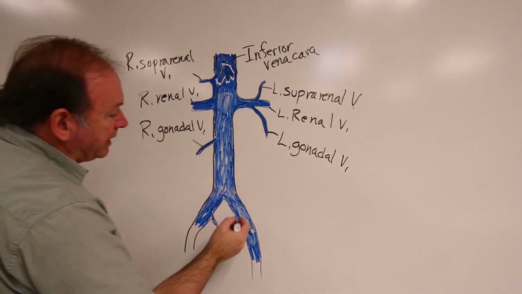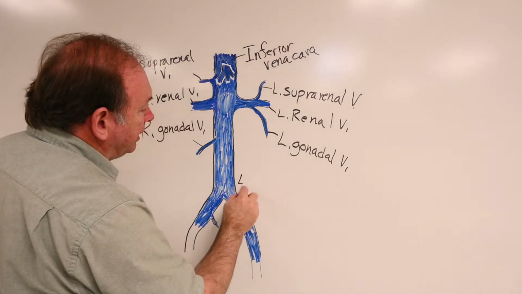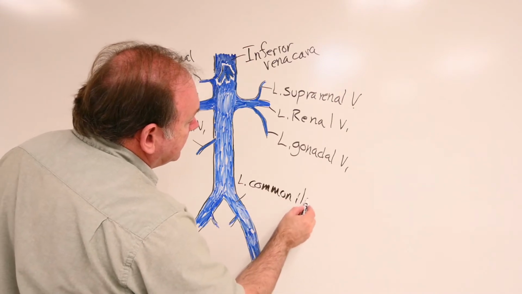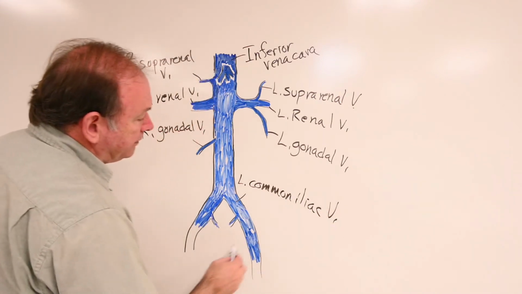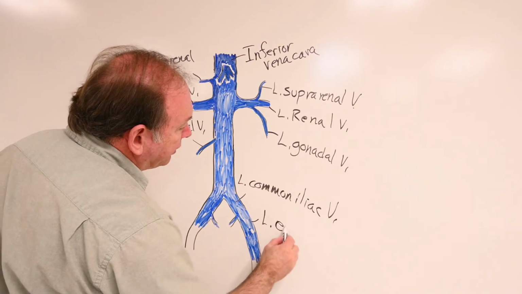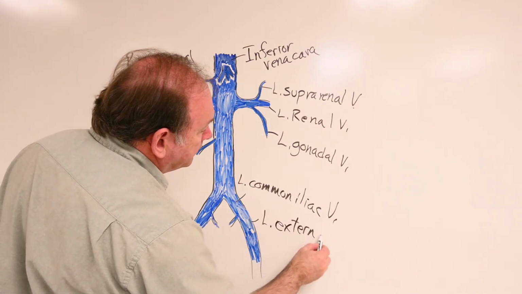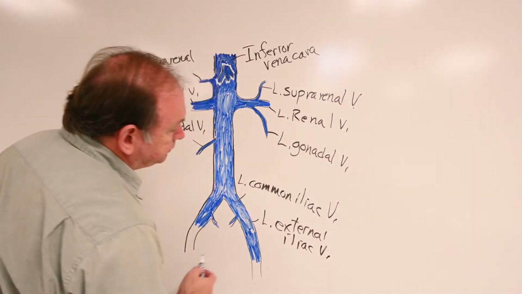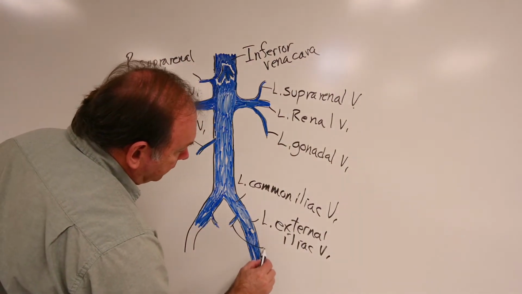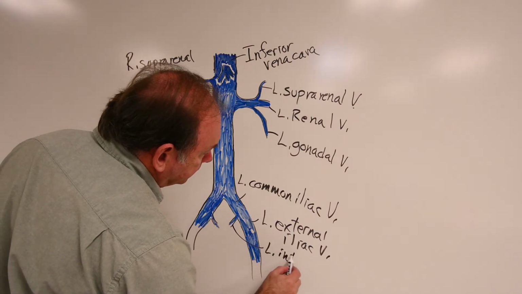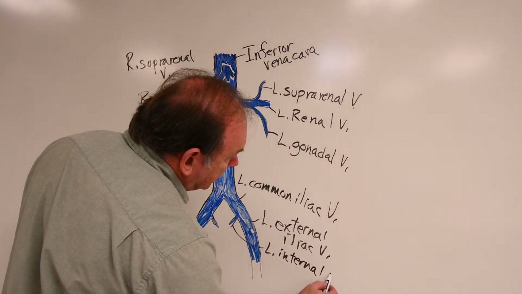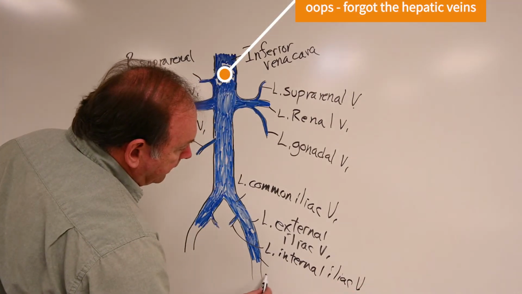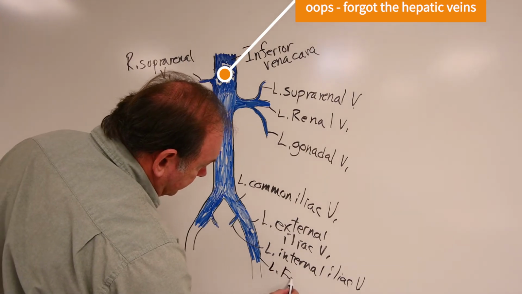This is still inferior vena cava all the way down to here, and this is our left common iliac vein, our left external iliac vein, and then our left internal iliac vein, and then finally our left femoral vein.